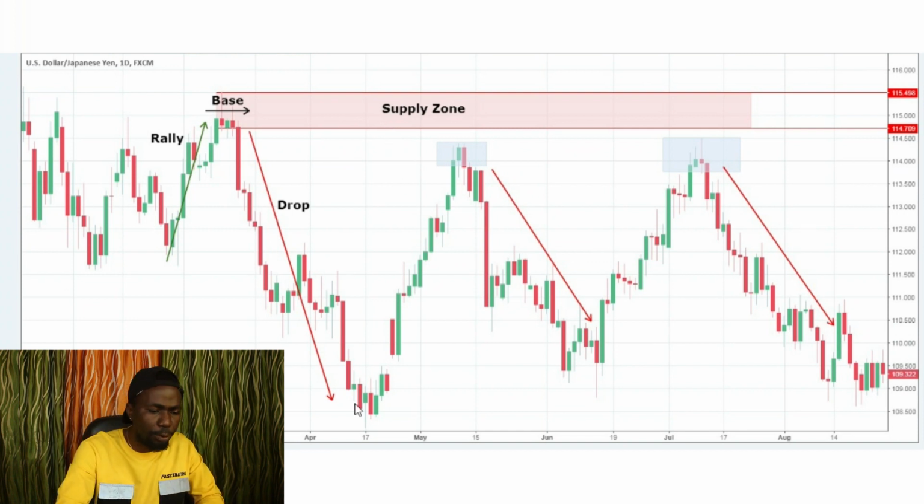So when the price got to this point again, it formed a new demand zone. So this is what we call a demand zone, right? So the price fell down from the supply zone, came here and formed a new demand zone. So this is how you trade the demand and supply zone.